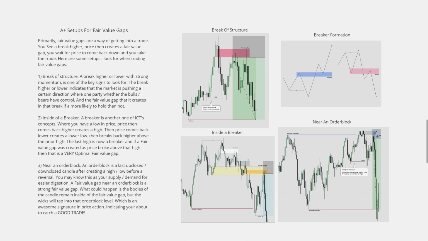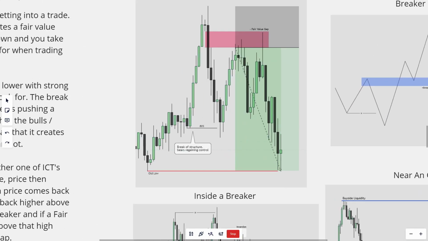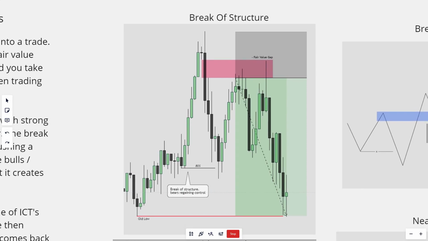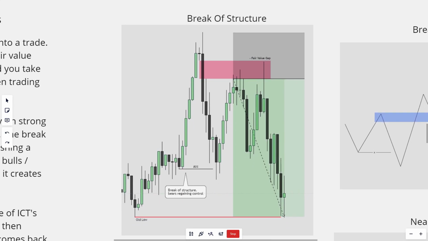The break higher or lower indicates that the market is pushing a certain direction where one party, whether the bulls or the bears, have control, and the fair value gap that it creates in that break is more likely to hold than not. So overall, here we have a really good example of a breaker structure. Price comes up higher and then breaks lower. So overall, it's showing that the bears are taking control.